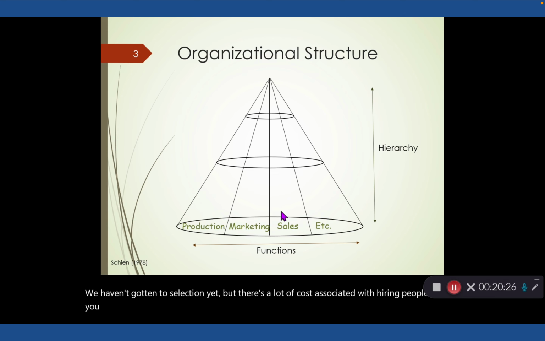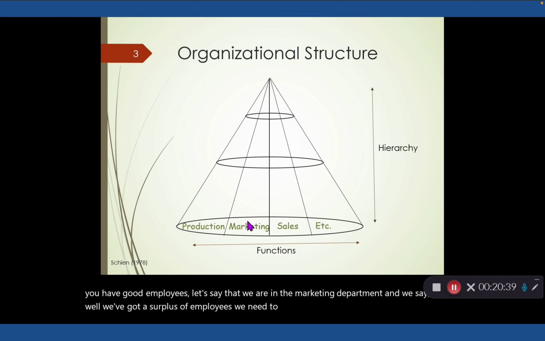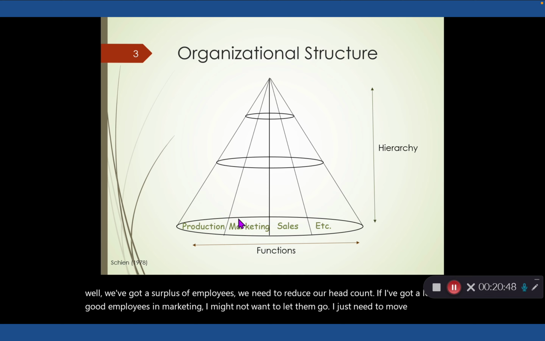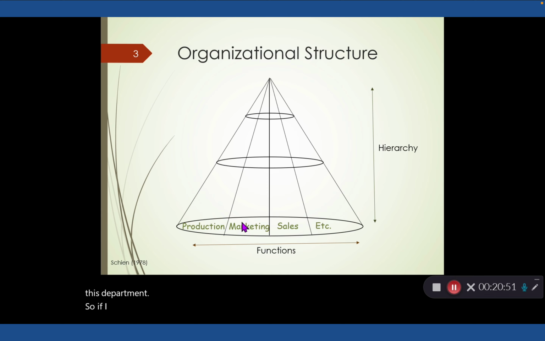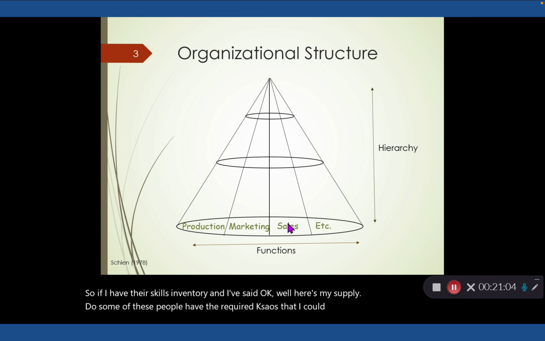So if you have good employees, let's say that we are in the marketing department and we say, okay, well, we've got a surplus of employees. We need to reduce our head count. If I've got a lot of good employees in marketing, I might not want to let them go. I just need to move them out of this department. So if I have their skills inventory and I've said, okay, well, here's my supply. Do some of these people have the required KSAOs that I could retrain them to move into the sales department or production or whatever different departments my company has?